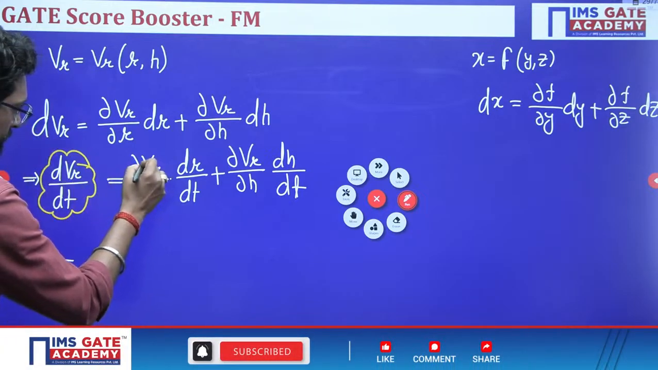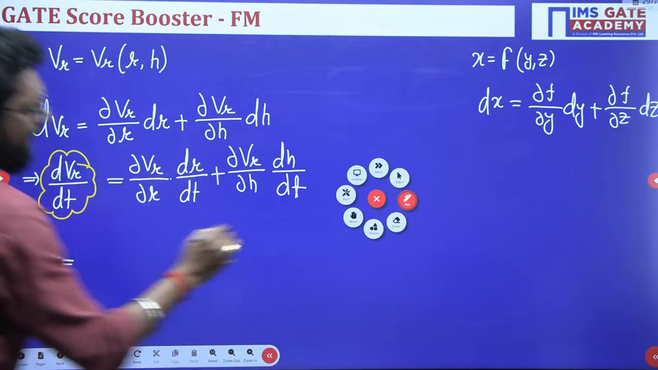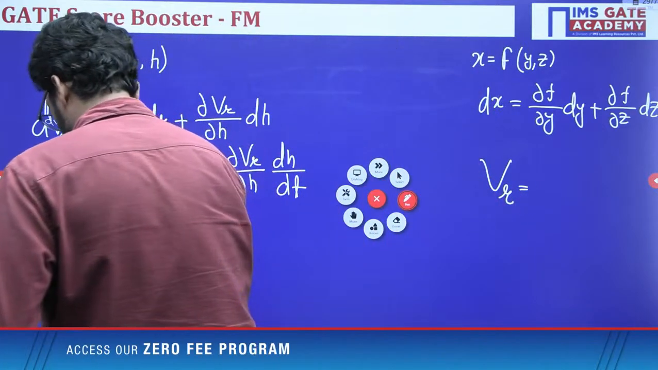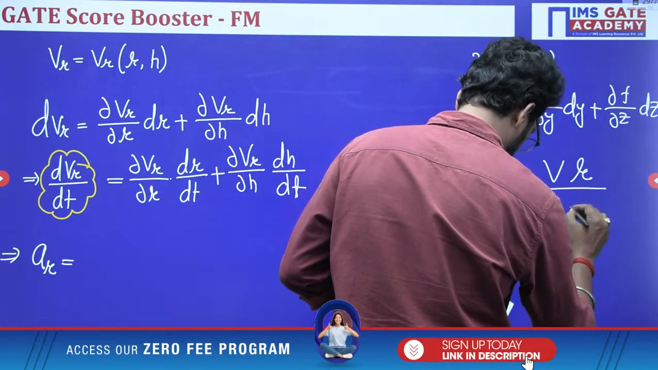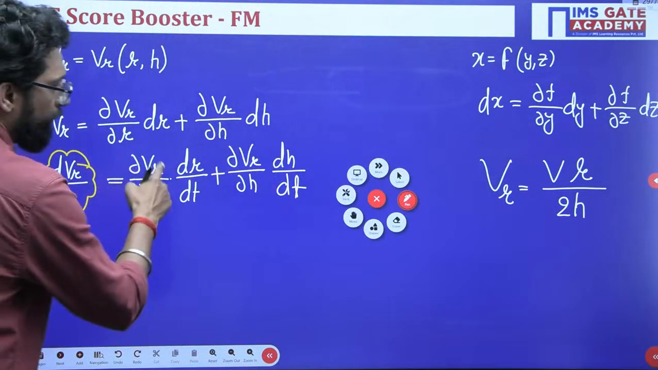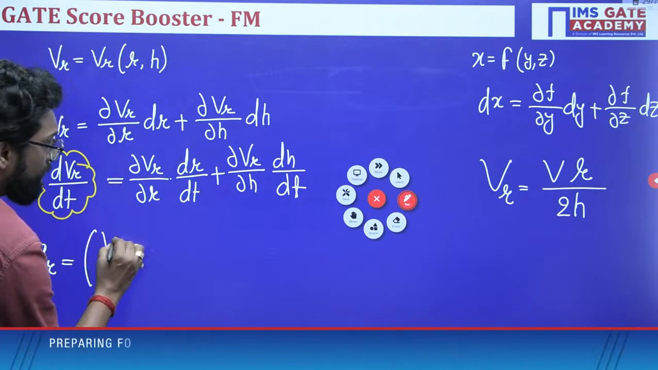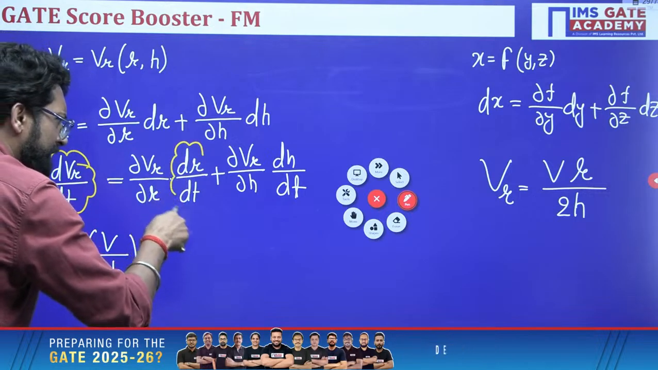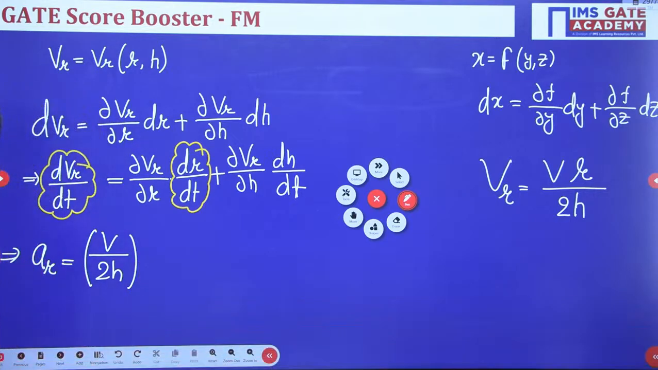Now my dear, this dvr/dt, now vr is what? We have already found vr, radial velocity is what beta? Radial velocity is v into r divided by 2h, first part. So if you differentiate with respect to r, this is your v by 2h. Now this dr/dt is what? Radial velocity.